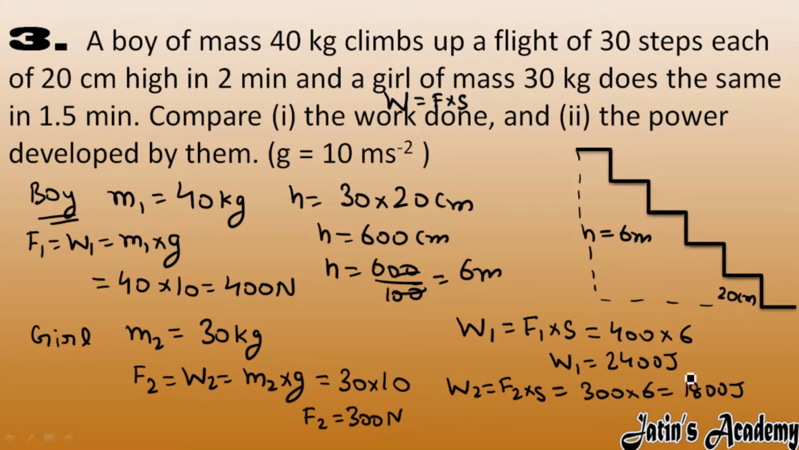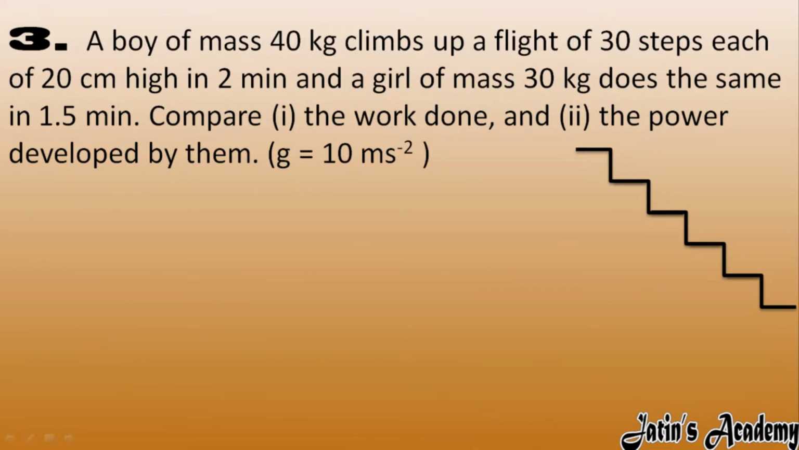Now we have to calculate the ratio. Compare the work done, compare means ratio. So work done by the boy over work done by the girl, we calculate W1 by W2. W1 value is 2400 joule and W2 value is 1800. So from the 6 table we get 4 by 3. So work done by the boy over work done by the girl is 4 by 3. Clear?